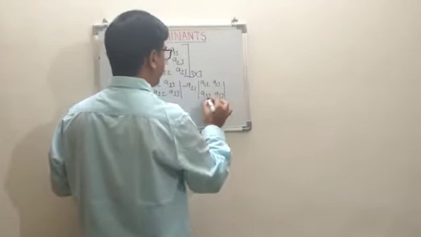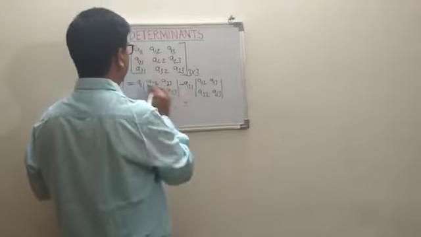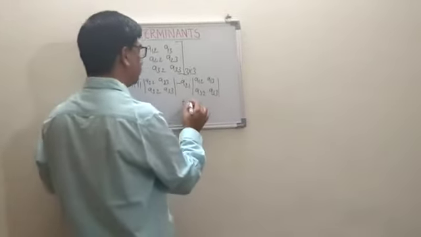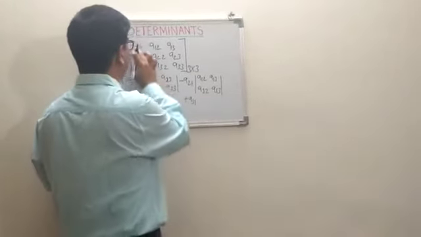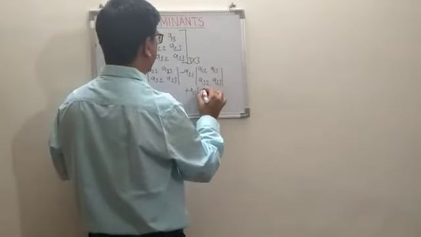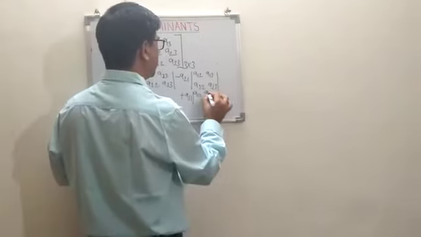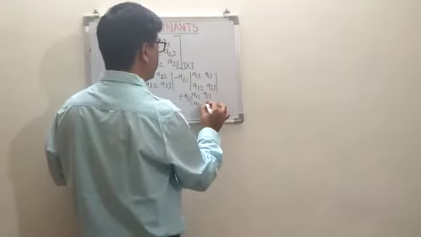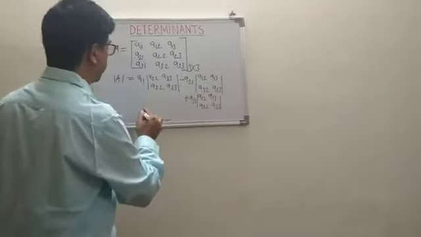And the third entry is A31, again 3 plus 1 is 4, which means the sign is positive here. A31, now eliminate its column and row, multiplied by the determinant A12, A13, A22 and A23. Now expanding these, we get the result here.